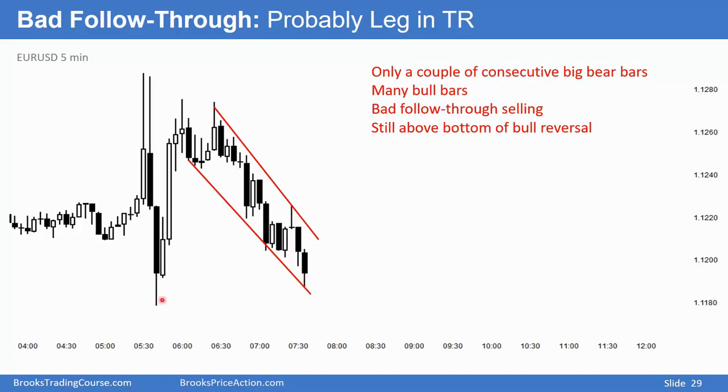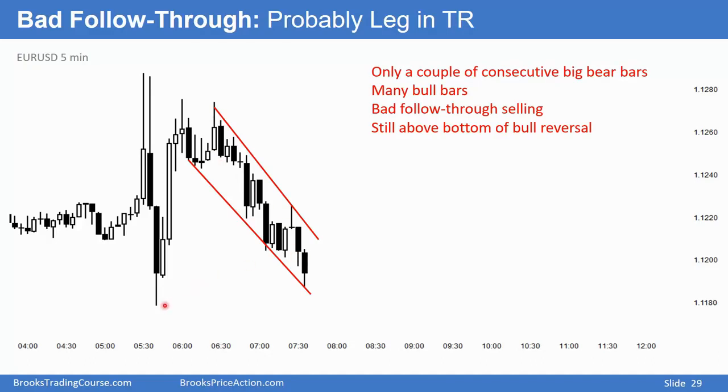Does this look like it's going to break below this neckline of this double top and fall for a big swing down? Or does this look like a bear leg in what will end up as a trading range? Bad follow through selling, still above the bottom of the bull reversal. This is probably a bear leg in what will be a trading range.